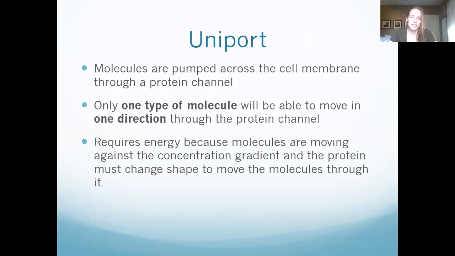So uniport is when molecules are pumped across the cell membrane through a protein channel. Anytime I say the word pumped, that means that it is active transport. It requires energy to pump something. It's not just flowing along the concentration gradient. With uniport, we have one type of molecule that is able to move one direction across the protein channel. And obviously, because this is active transport, it will be moving against the concentration gradient.